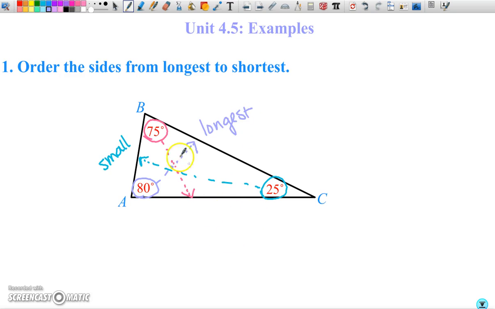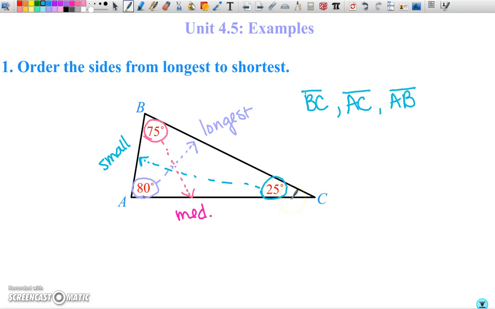So then what would that mean about this side over here? Well, that would mean that one's your in between, so we'll call it our medium side. So if we're going longest to shortest, what we can do then is list them in that order. So longest would be BC. After BC, we go to our medium side, AC, and then we go to our smallest side, which would be AB.